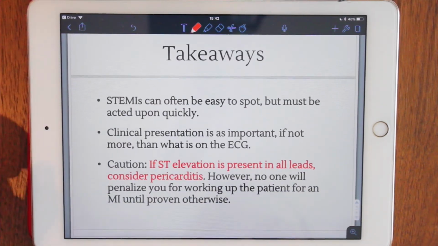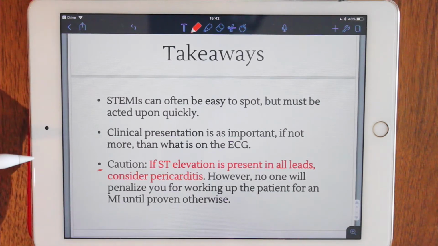So what are some takeaways for STEMIs? These can often be easy to spot on an ECG, but it must be important to recognize them clinically and to be acted upon quickly. The clinical presentation is often more important since it can be variable. And caution, if you see ST elevation in all leads, you're more likely dealing with pericarditis than you are an ST segment myocardial infarction.